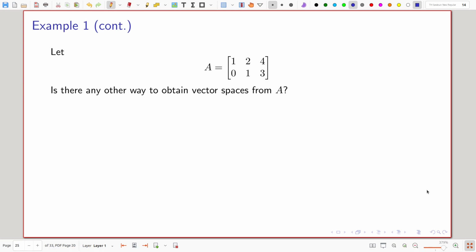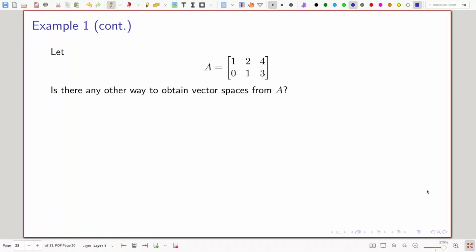Okay, when you have a matrix, we have two vector spaces from this matrix. That's the row space and column space. Later on, I'll bring back column space and talk about it in relation to this other vector space that we talked about.